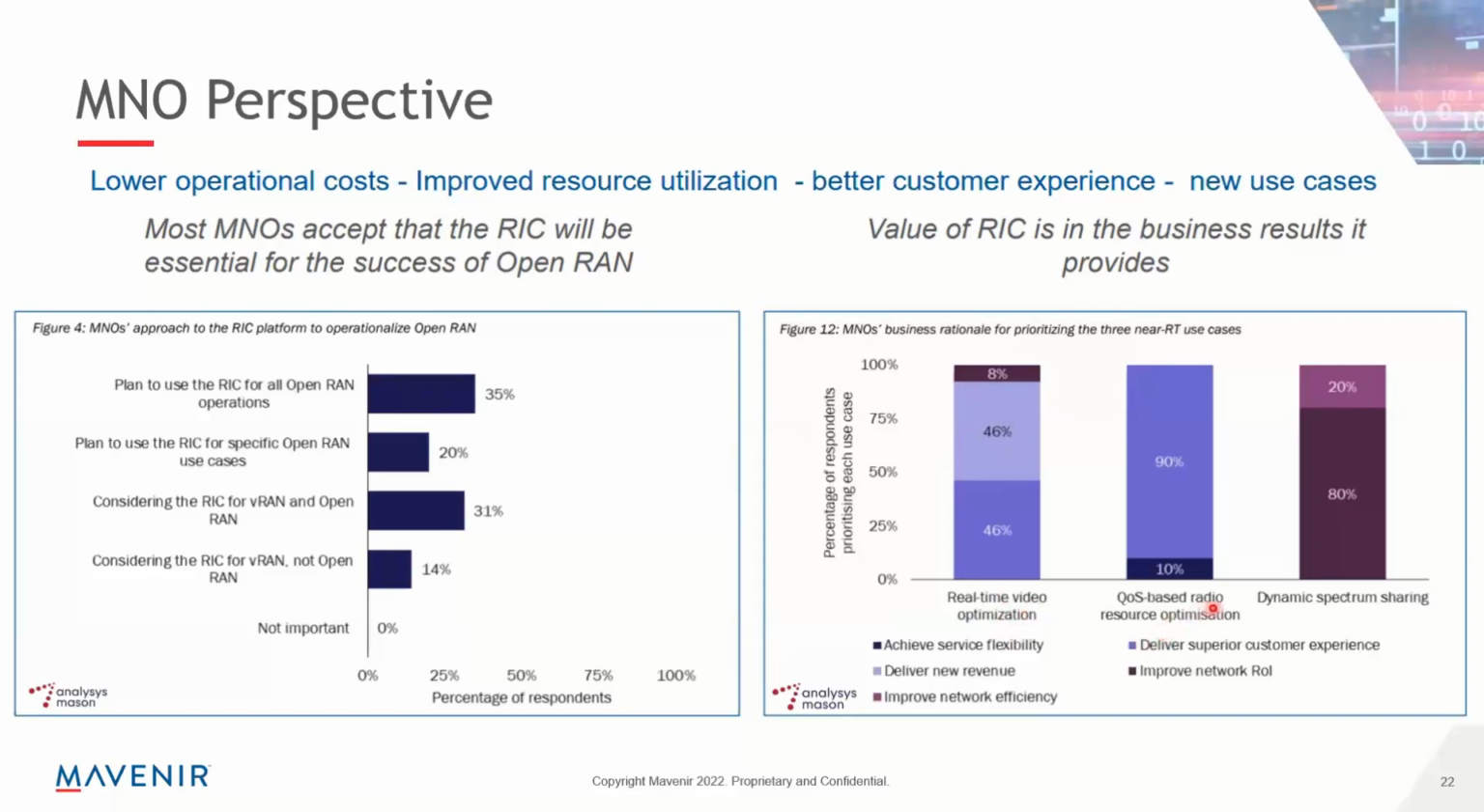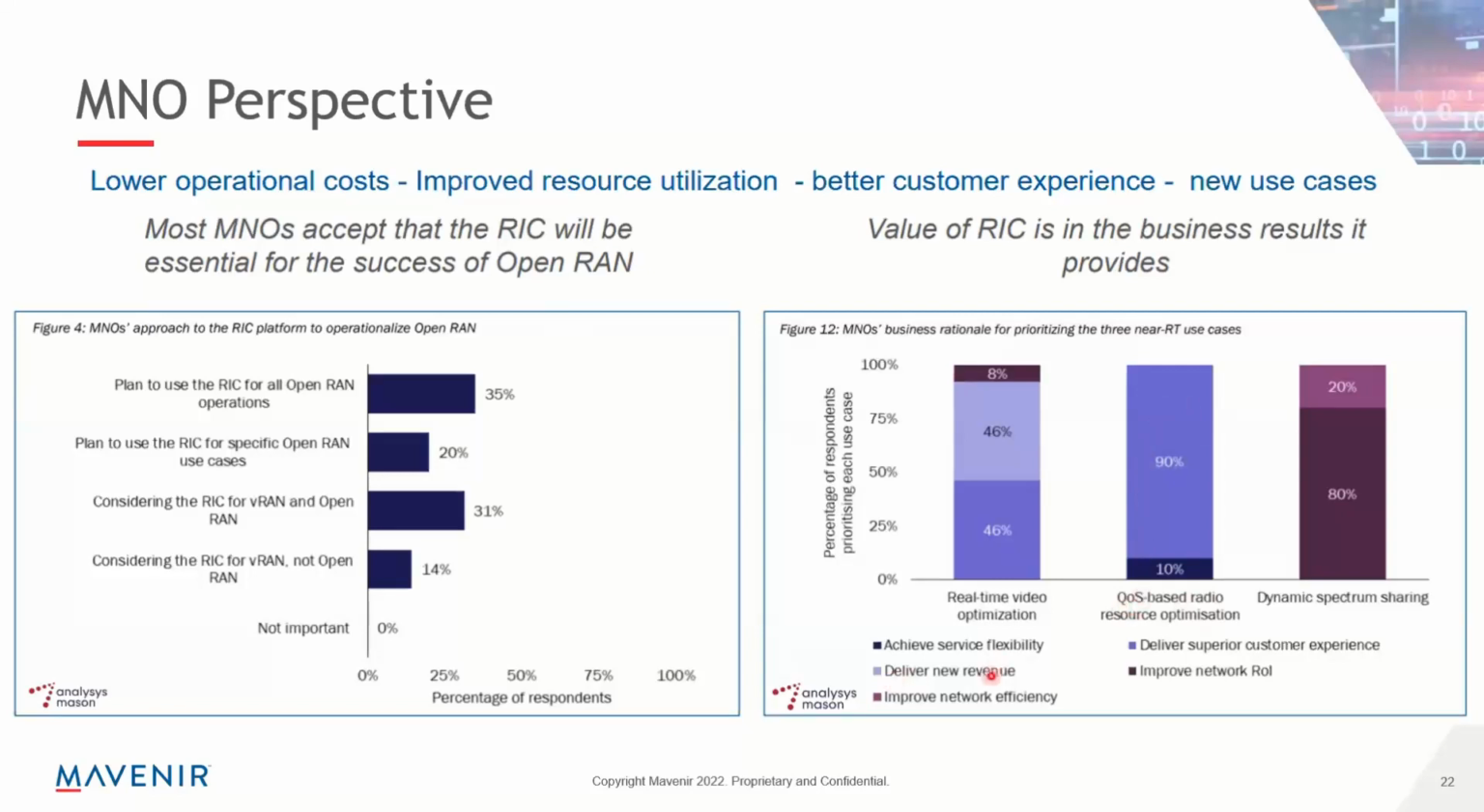And QoS-based radio resource optimization. This is another part. I already gave a couple of examples of what you might need, especially when it comes to URLLC kind of applications. So these would be good areas where RIC can be implemented.